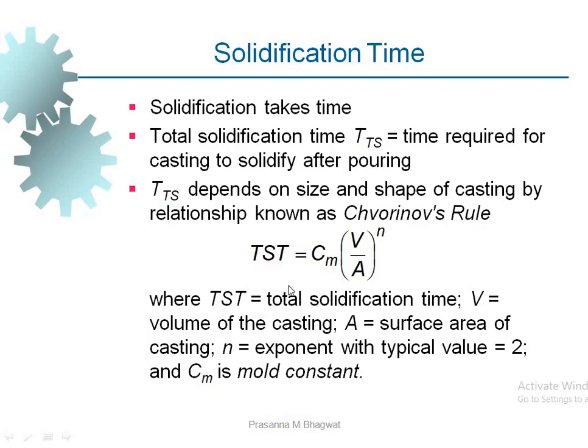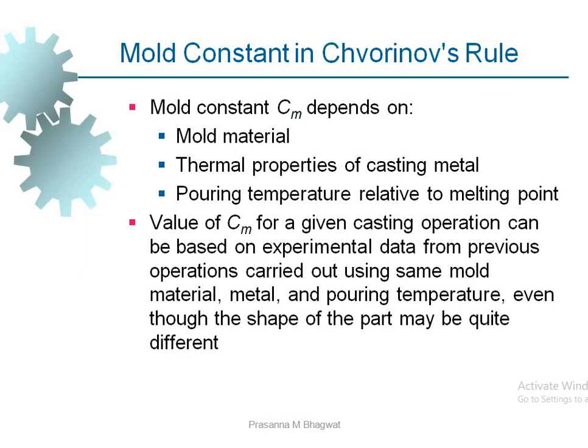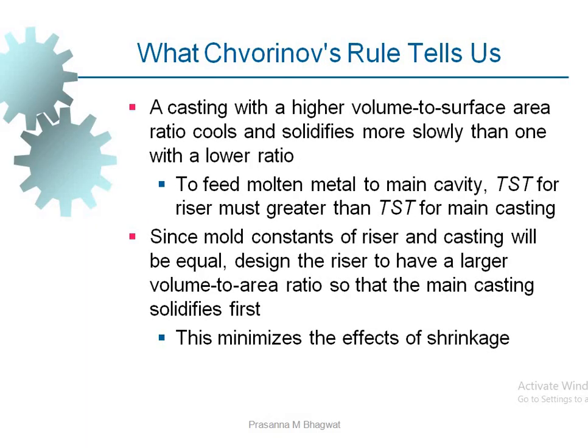What is the solidification time required for a casting? It is given by Chvorinov's rule. The mold constant Cm depends upon what kind of mold material you are using, what the thermal properties of the casting are, and what the pouring temperature is. The value of Cm for a given casting operation can be based on experimental data from previous operations, so you can have that particular Cm value with you.